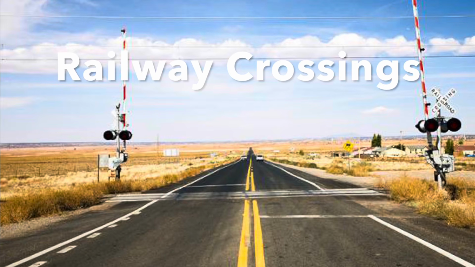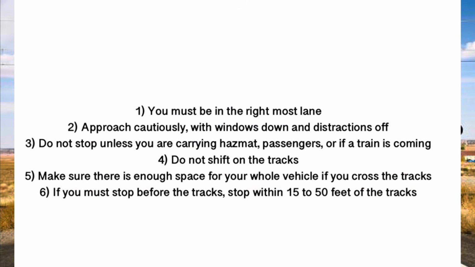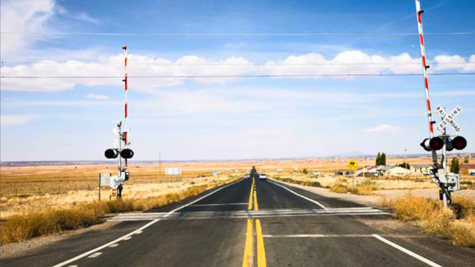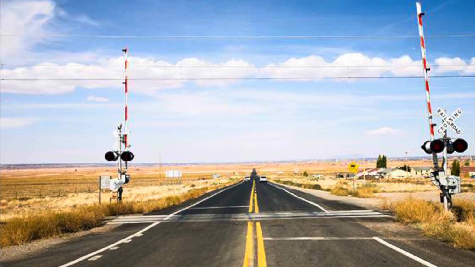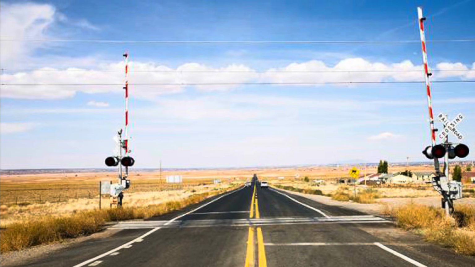Railway crossings. You must be in the rightmost lane. Approach cautiously with your windows down and all distractions turned off. Do not stop unless you are carrying hazmat, passengers, or if a train is coming. Look and listen as you approach. Cross and clear the train tracks. Do not shift or stop on the tracks.